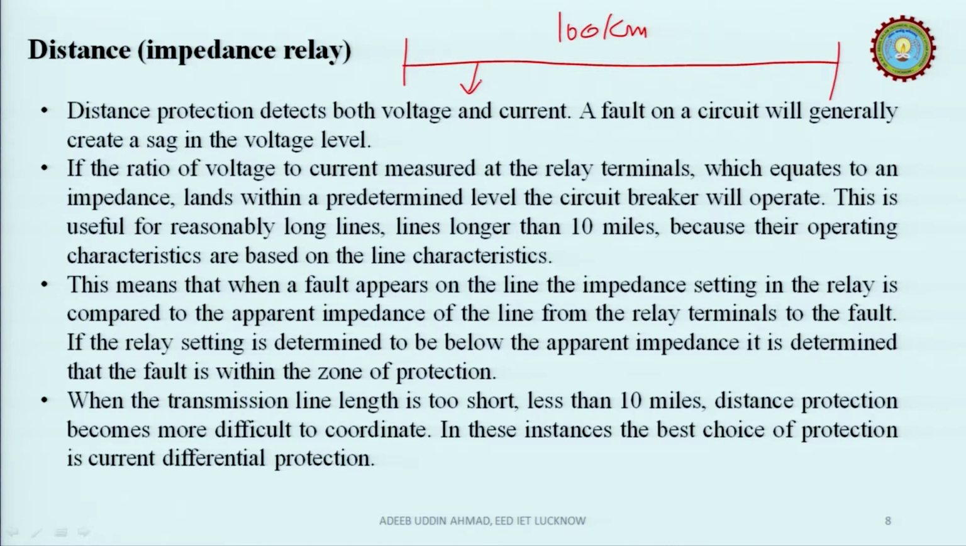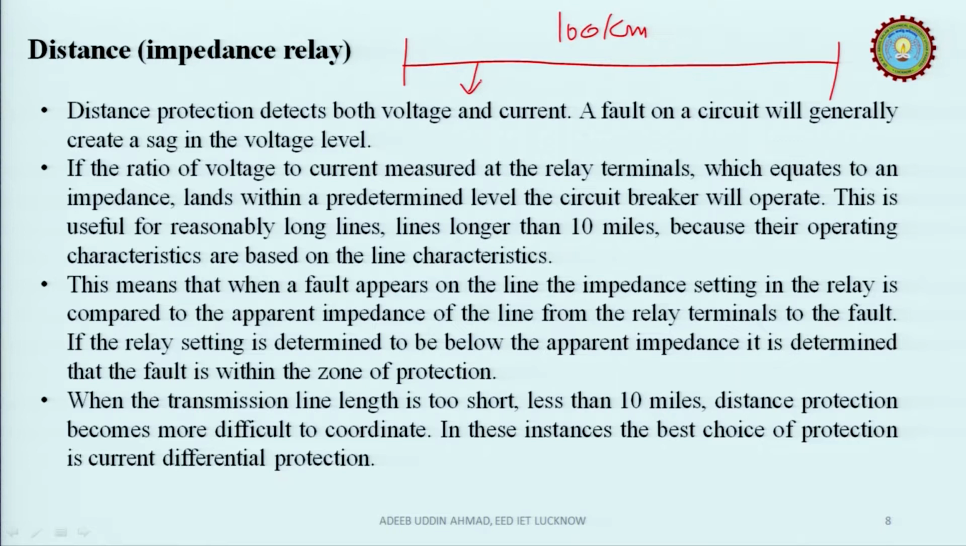This means that when a fault appears on the line, the impedance setting of the relay is compared to the apparent impedance of the line. So, we have two types of impedance: one is the setting impedance, and one is the apparent impedance. When these two impedances are compared and we see some change, we can understand that there is a fault.